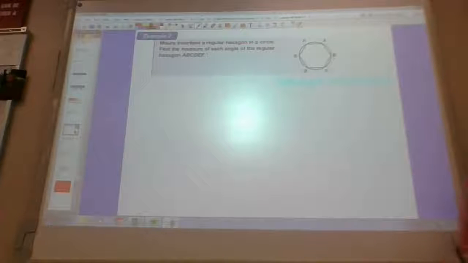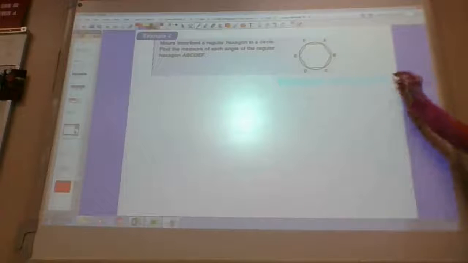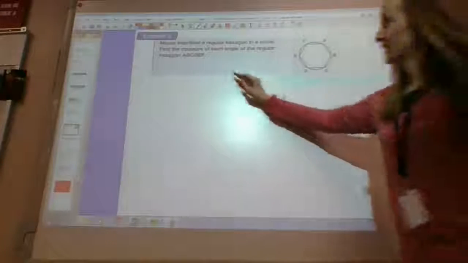Now, it says, Mara inscribed a regular hexagon in a circle. Find the measure of each angle of the regular hexagon. Well, first off, I bet you can't even read that. Okay, so I'll change the color.